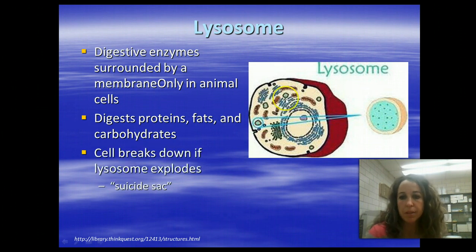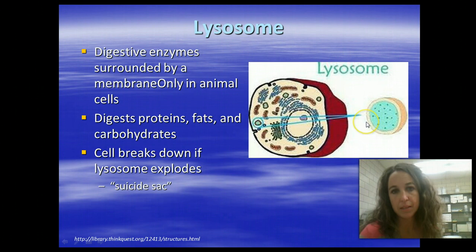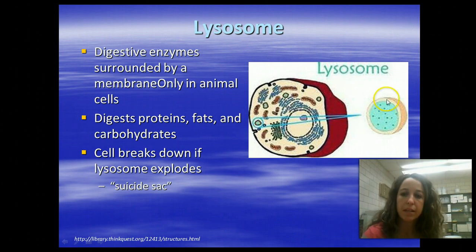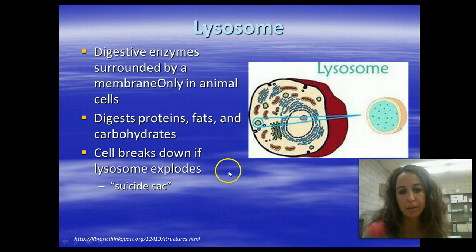And then if for some reason the cell were to break open, and sometimes it does that on purpose as a method of protecting the whole organism, these digestive enzymes will digest the whole entire cell. It's called a suicide sac sometimes.